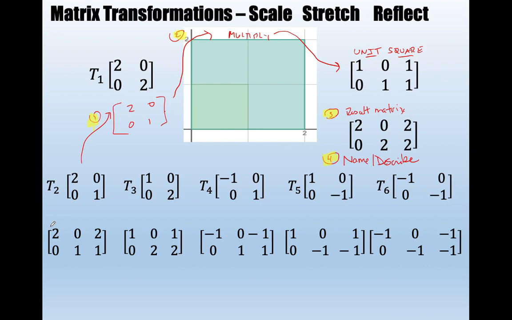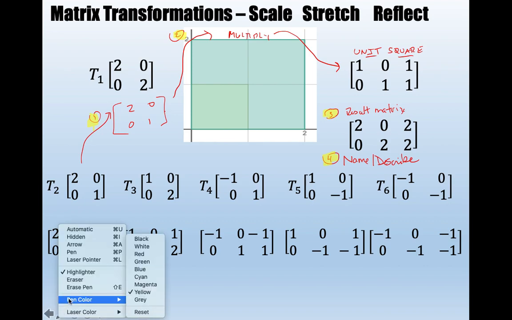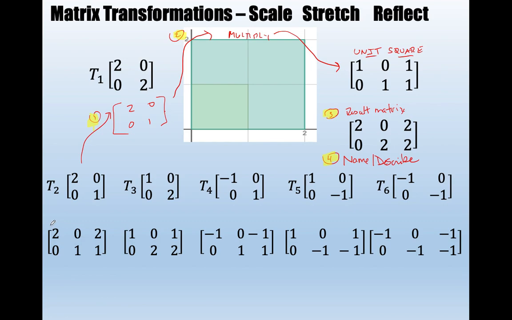So this is step 3 right here for each one of those matrices. And now all I have to do is describe what happened. So if I were to draw on here the position vector that was 1, 0, it got transformed to 2, 0. The position vector 0, 1 didn't get transformed at all. And the position vector 1, 1 got transformed to 2, 1.